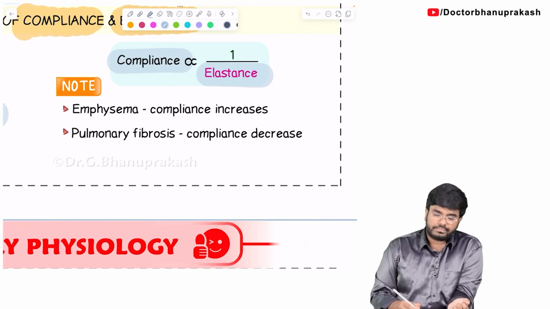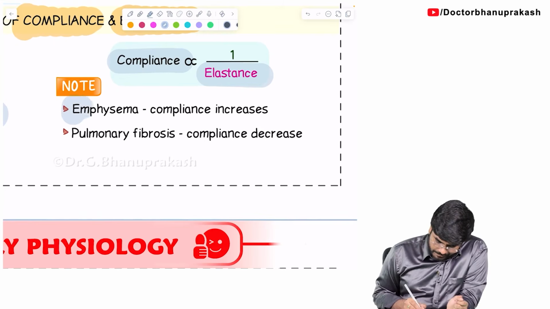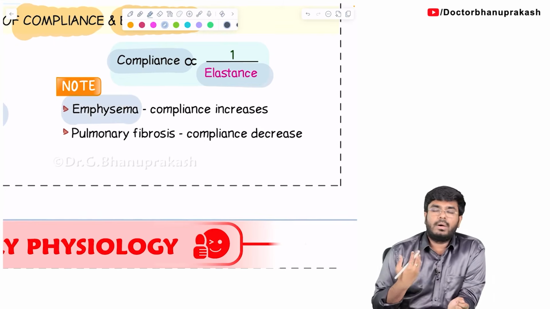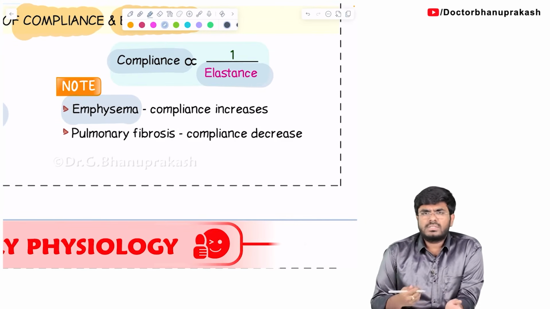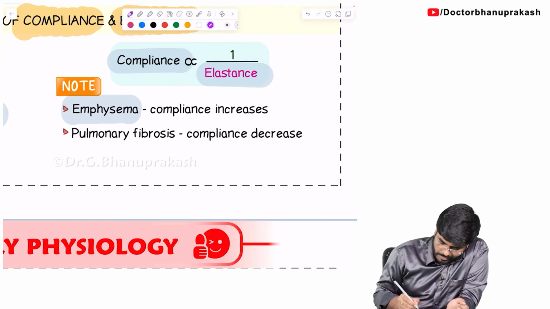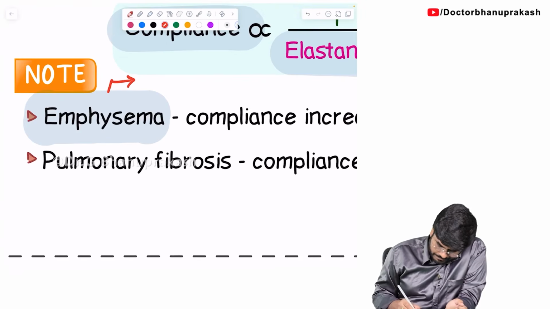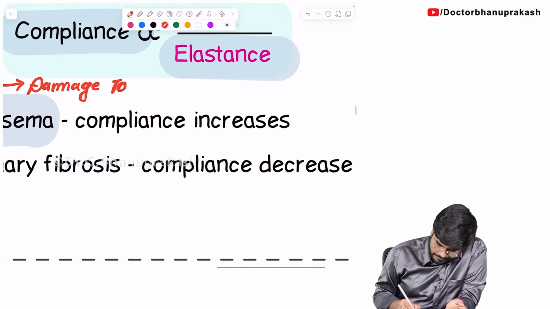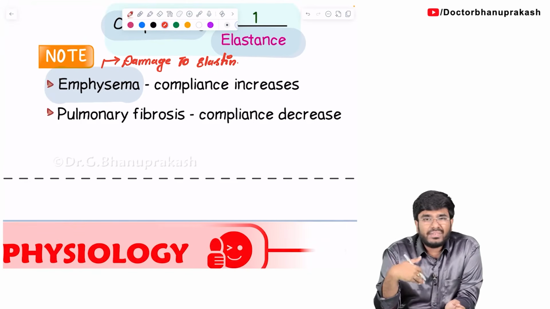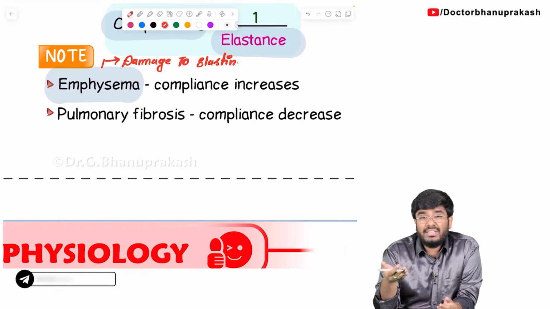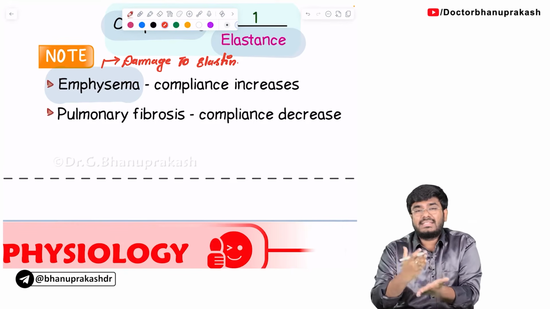Let's take two conditions. One is emphysema. Let's say the person is suffering from emphysema, a smoker, or a child suffering from alpha-1 antitrypsin deficiency. We know it will cause a COPD condition called emphysema. Now in emphysema, what is the problem? There is damage to a protein called elastin because of excessive protease activity. In emphysema, there is excessive elastase activity, so the elastin protein is getting damaged.